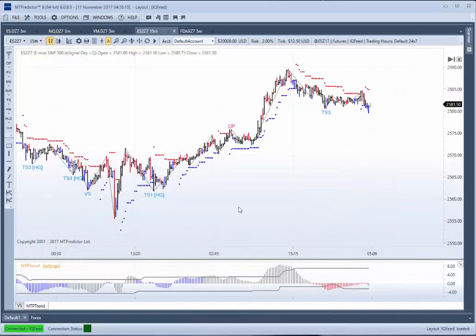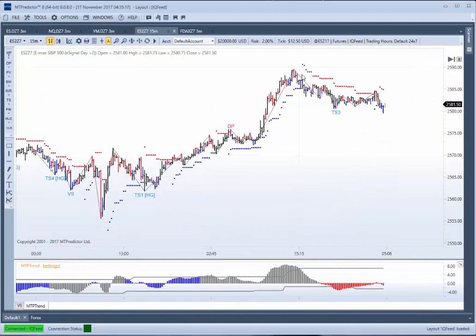Right, let's have a look at the chart. The chart I want to look at is a 15-minute ES on a 24-hour session, and I want to have a look at this particular buy setup here, this TS1 HG or Holy Grail trade setup here.